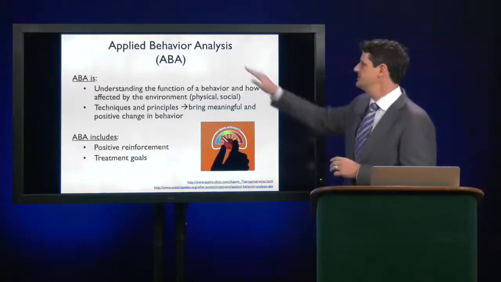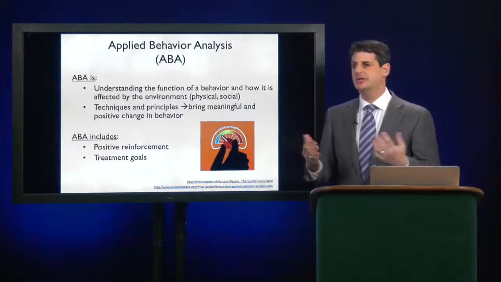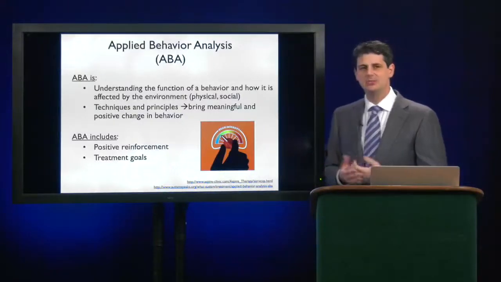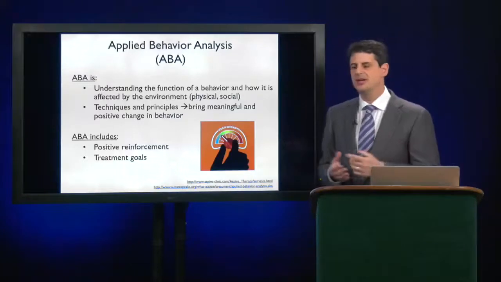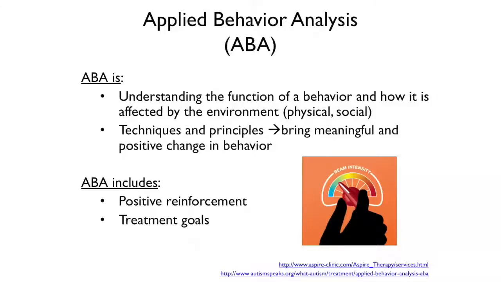So a little bit more into the nuts and bolts of what ABA is. The analysis piece is interesting because that describes the process of understanding the function of a certain behavior and how it's affected by the environment. For instance, there may be a child who has some aggression, and we want to know what is the function of that aggression, what's triggering it in the environment, and how can we use techniques and principles to bring a meaningful and positive change in that behavior so the child is no longer aggressive. ABA includes a lot of positive reinforcement, a lot of repetition, and very specific treatment goals.